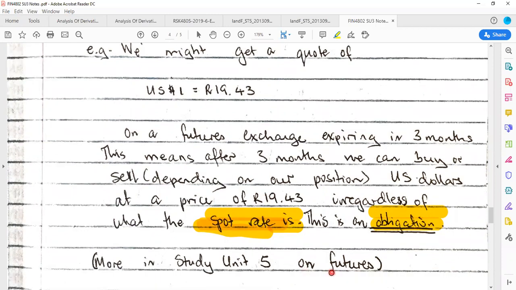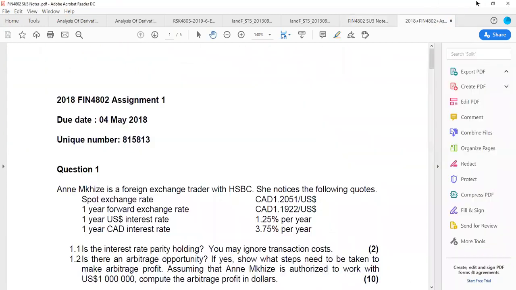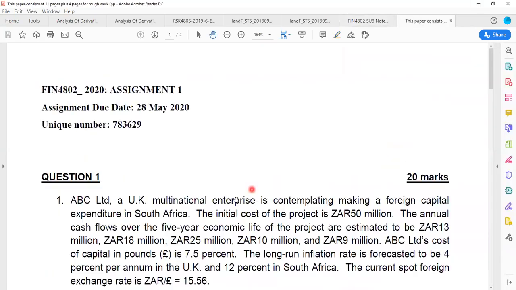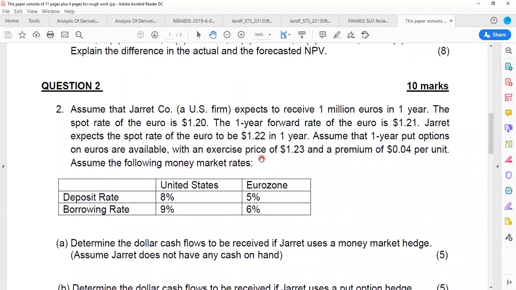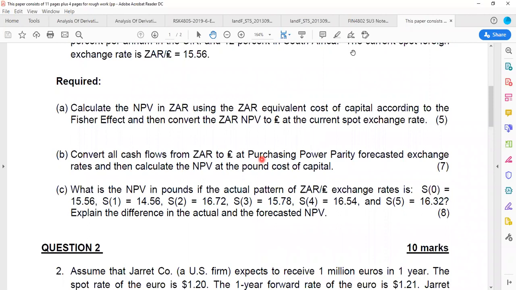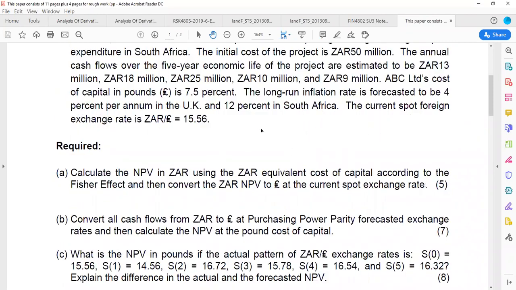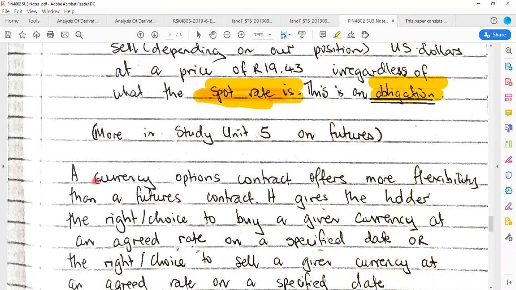So in study unit 5, we're going to look at these futures contracts. They are very, very important, and they make up a significant amount of your assignment. You see, they talk about futures. They'll start talking about forward rates and futures. We'll come across that.